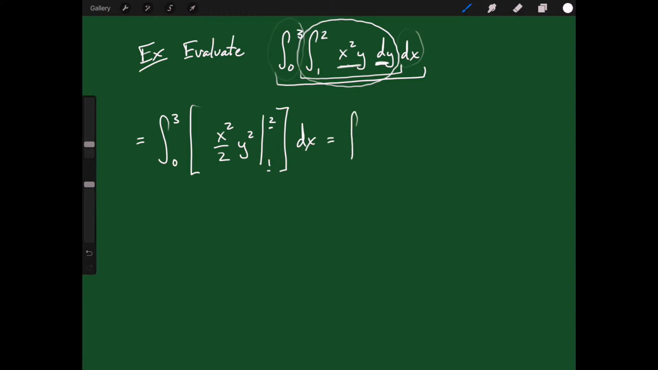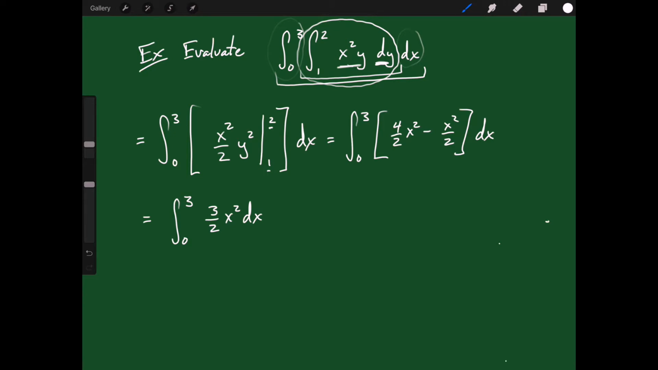So if I do that, I still have an integral from 0 to 3 of, if I plug in the 2 for y, I get 4 over 2 times x squared, minus I plug in the 1 and I get x squared over 2 dx. Okay, so if I subtract that, I just get the following. I get integral from 0 to 3, and then I've got 4/2 x squared minus 1/2 x squared. That's 3/2 x squared dx.